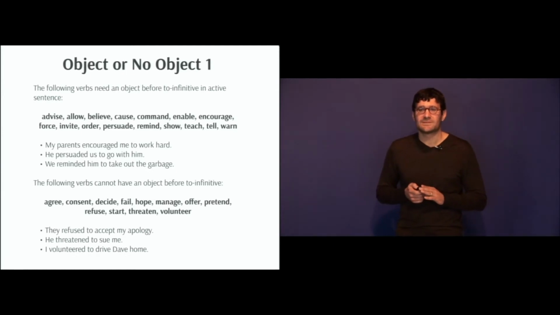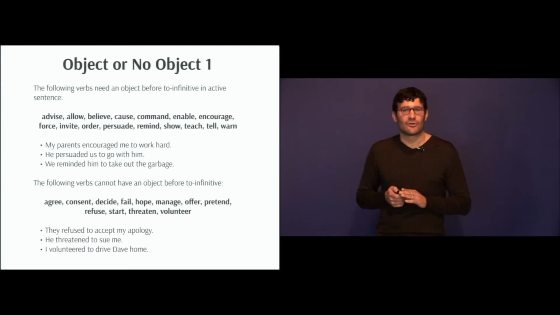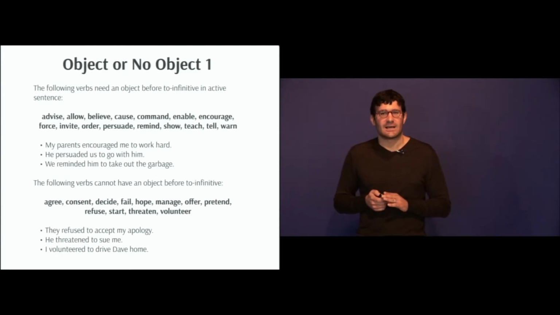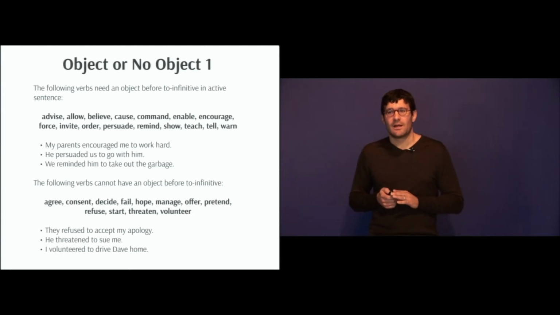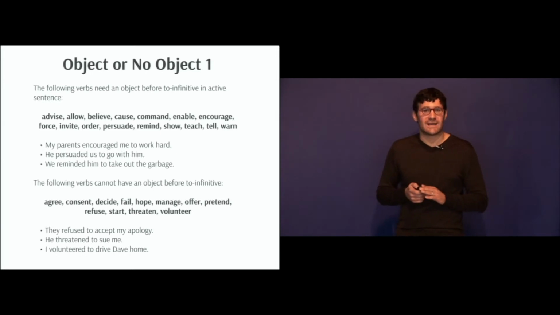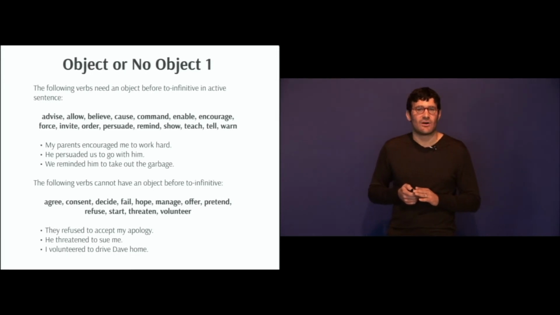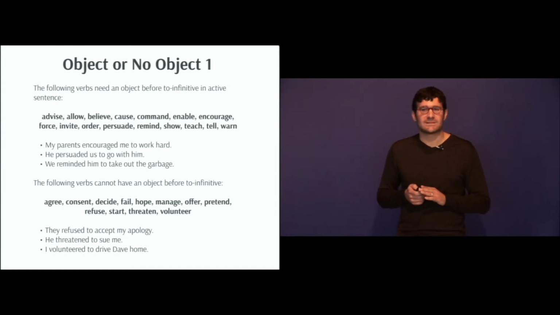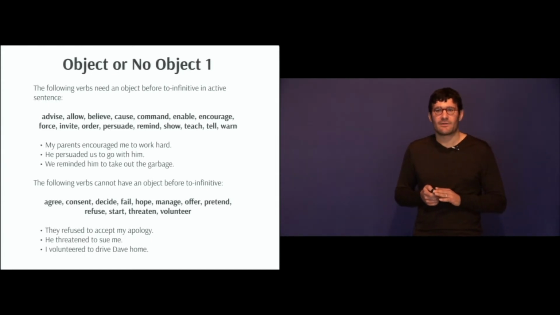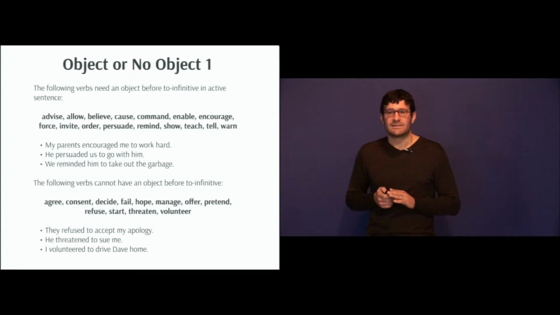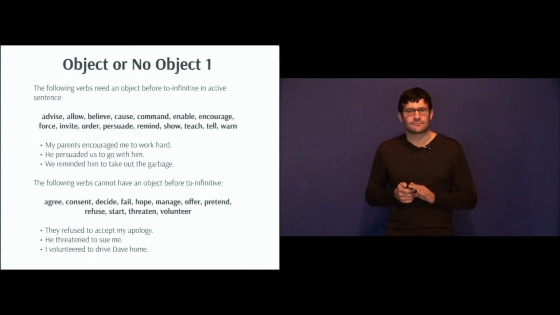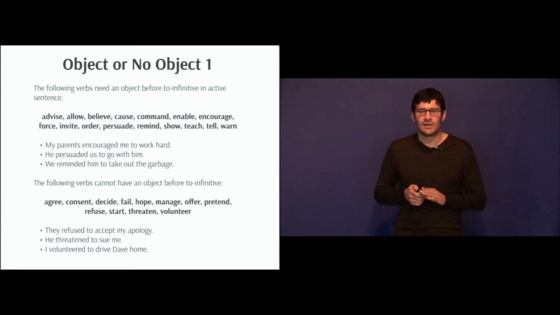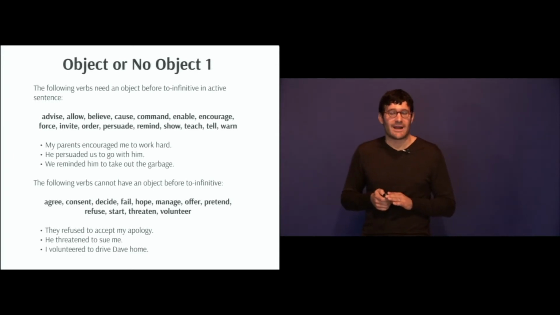The following verbs cannot have an object before the to infinitive: agree, consent, decide, fail, hope, manage, offer, pretend, refuse, start, threaten, and volunteer. They refused to accept my apology. He threatened to sue me. I volunteered to drive Dave home. You can't say "he threatened me to sue me." It doesn't work. He threatened me, or he threatened to sue me.